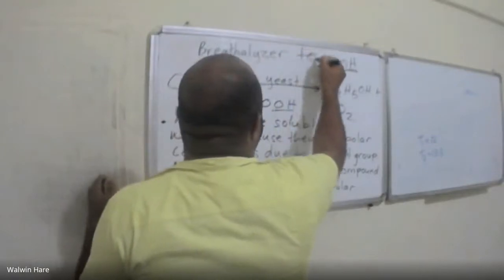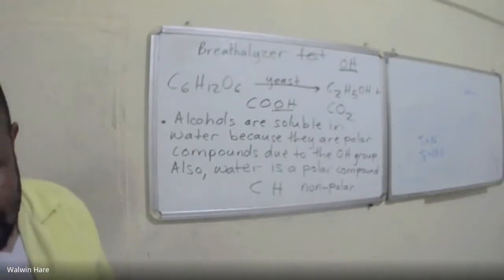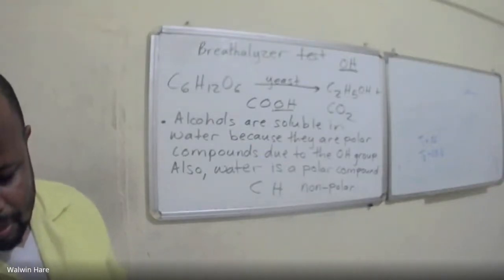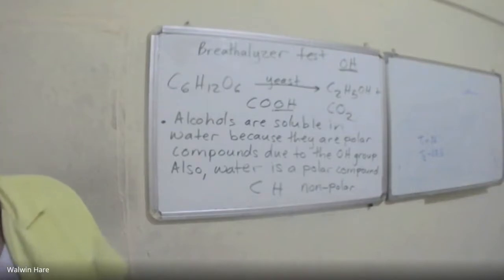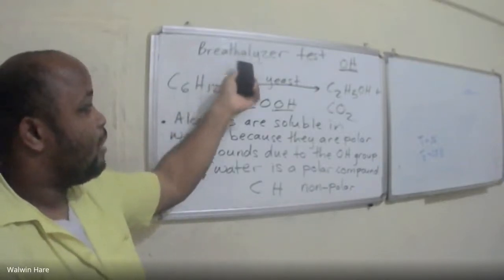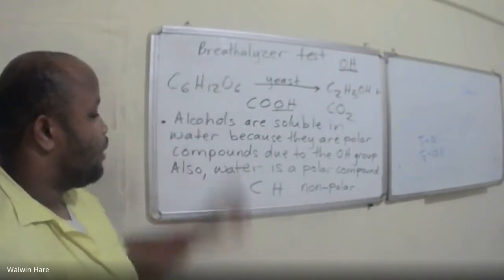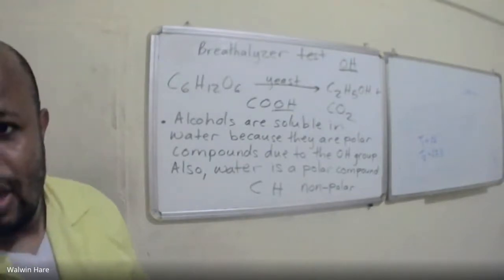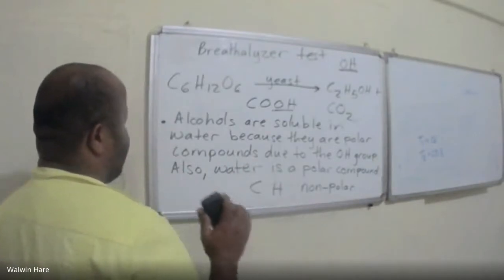There's the breathalyzer test. Let me just check the spelling to make sure. Yes, it's correct. It's the breathalyzer test. So this comes under the oxidation of alcohols. Change from orange to green. All right, so let's now move to reactions of carboxylic acids.